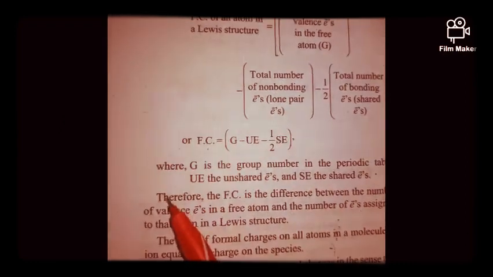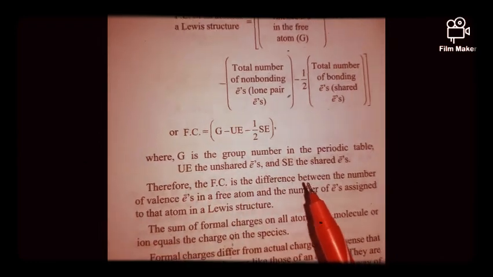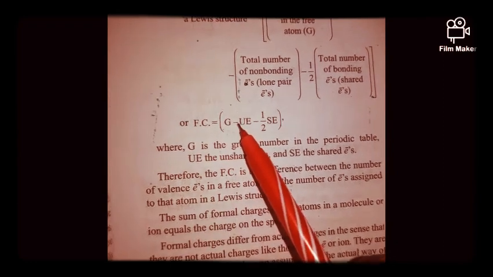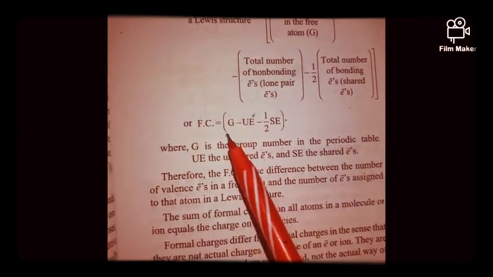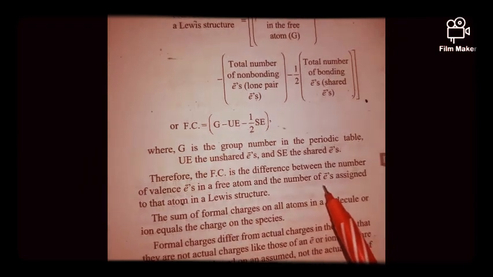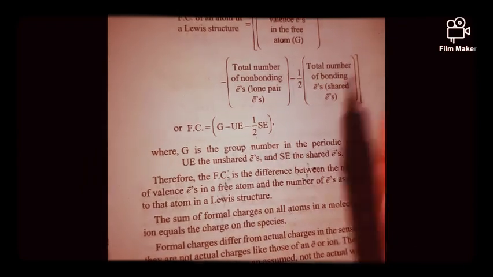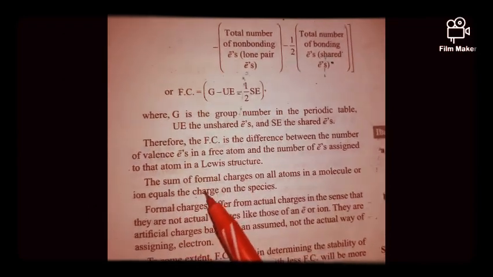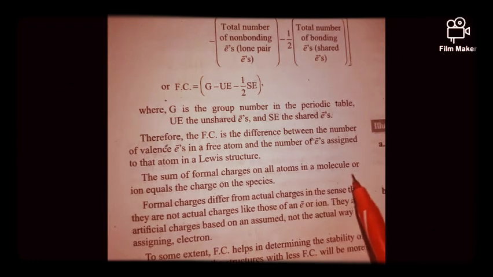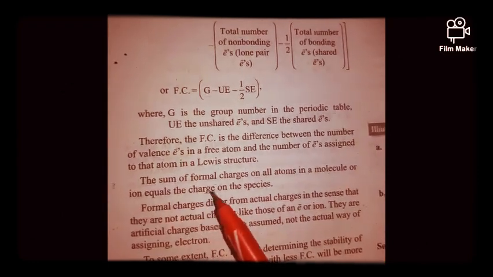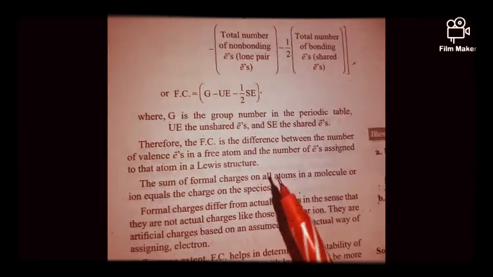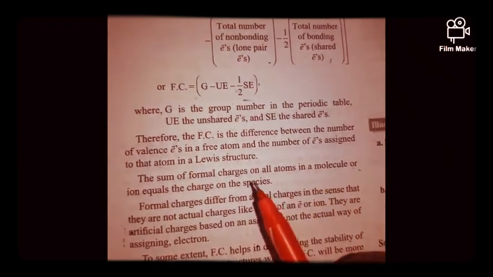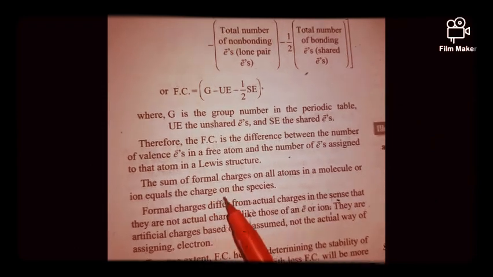Therefore the formal charge is the difference between the number of valency electrons in a free atom and the number of electrons assigned to that atom in the Lewis structure. Next, the sum of formal charges on all atoms in a molecule or ion equals the charge on the species. We know in a molecule atoms are present, no? So if we sum the formal charge on all atoms, that is equal to the charge on the species.